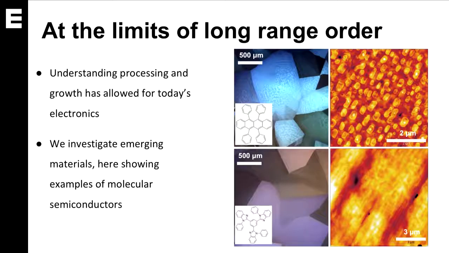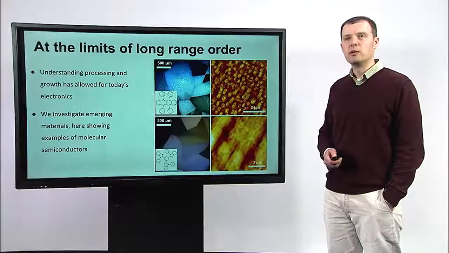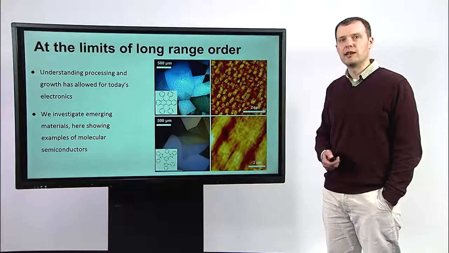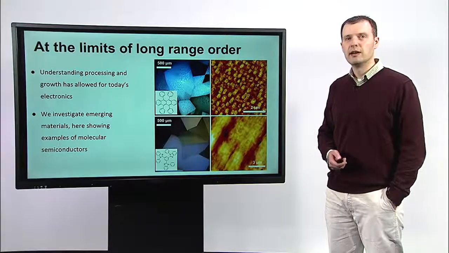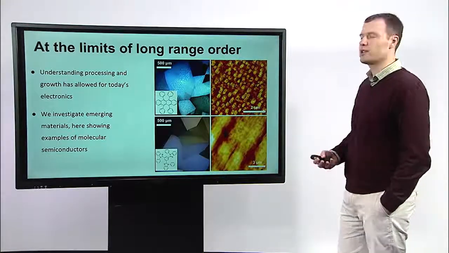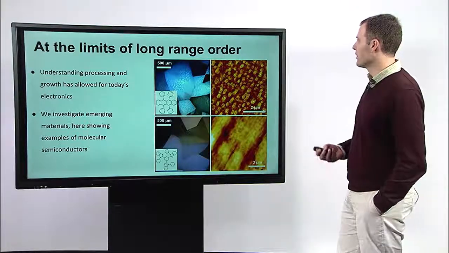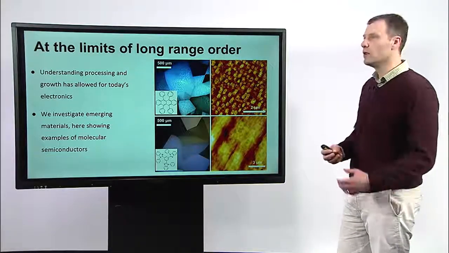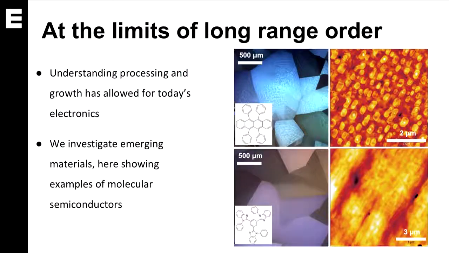In order to fully exploit the potential of optoelectronic materials, we need to be able to very well understand their growth and processing. So, for example, this is showing a couple of molecular semiconductors. We're trying to figure out how we can put them into films with ultra long range order. So here we're talking about films with grains that have dimensions of hundreds of microns or even a millimeter.